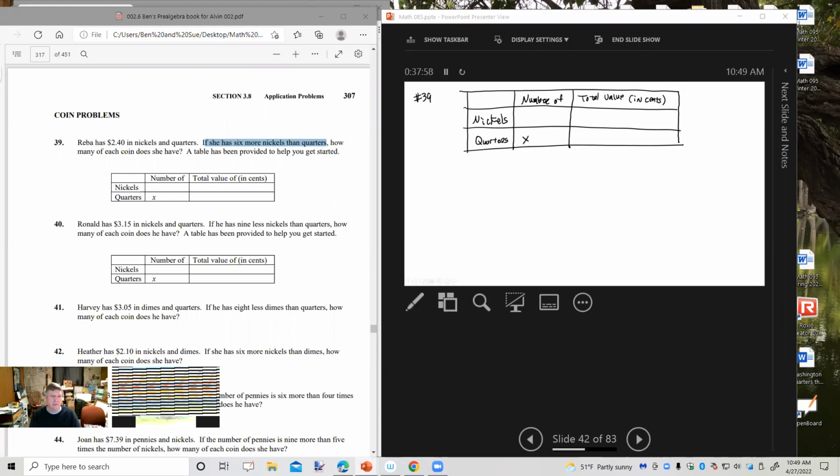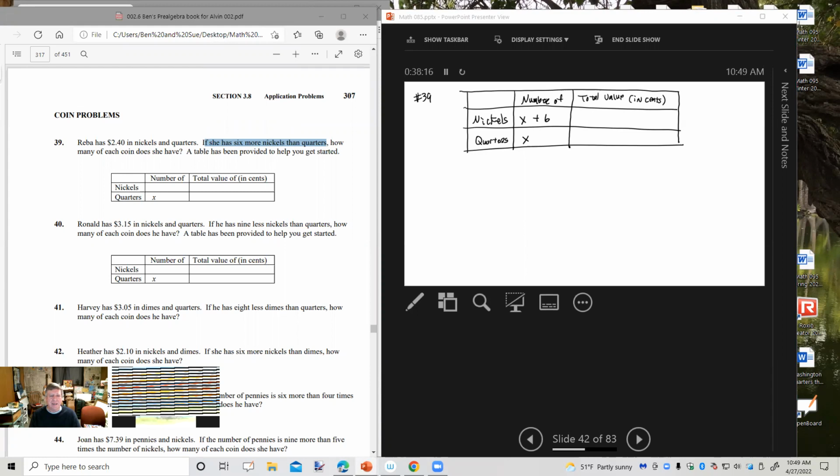X. All right. So if we call the number of quarters X and she has 6 more nickels than quarters, she would have X plus 6 nickels. Everybody okay with that?